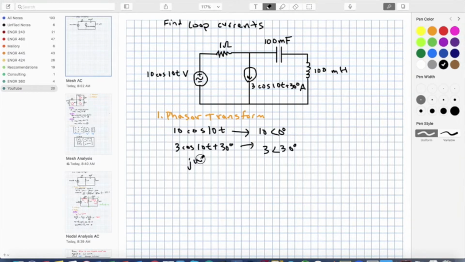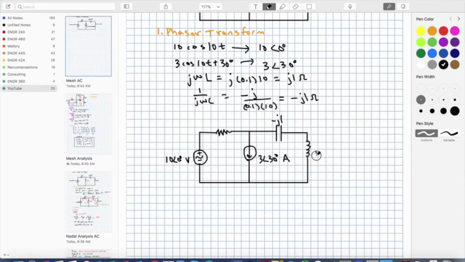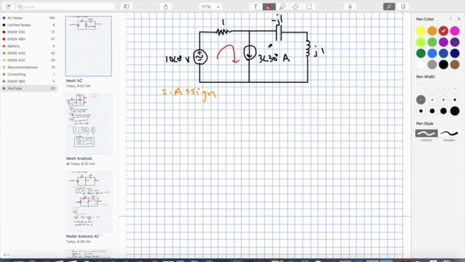Looking at the inductor, j omega L is j times 10 times 0.1, which is equal to j1. For the capacitor, 1 over j omega C is negative j over 10 times 0.1, or negative j1. The resistor remains the same. Let's redraw the circuit with the phasor transform values. Step 2 is to assign the loop currents.